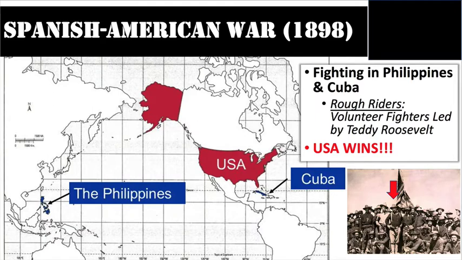Anyway. So in the Spanish-American War, the fighting is going to take place in the Philippines and in Cuba. As you can see from the map, the Philippines are located in Asia, and Cuba, again, is right off the coast of Florida.